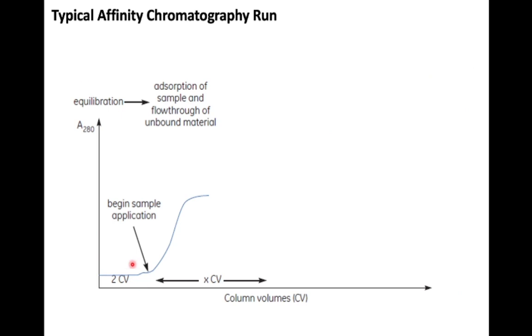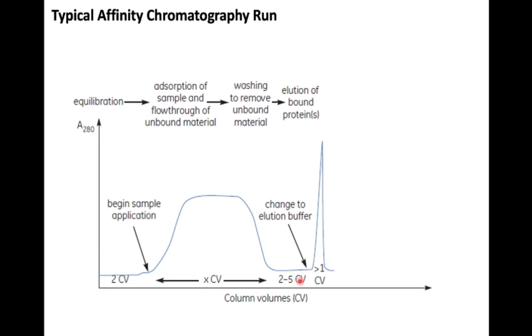Afterwards, we need to get equilibration. So you have absorption of the sample, and then you have the flow through of the unbound material. And then afterwards, we get washing to remove any unbound material. So essentially what we'll see is the first peak, which is the material coming off the column, okay? And then afterwards, this should flatline. And this will take several column washes, between 2 to 5 column washes.